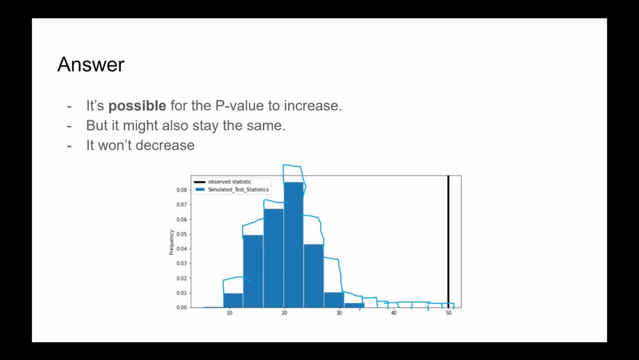But it's also possible that we don't get lucky and all of the simulations we do are still just below 50 diamonds, in which case the p-value would stay the same. Now, what's for sure is that the p-value won't decrease because the p-value is already 0. It can't get any lower than that.